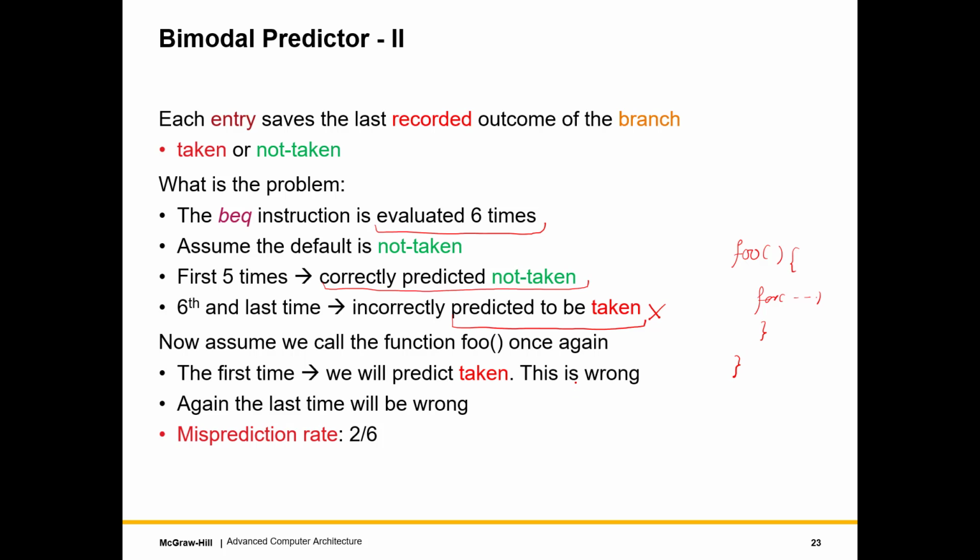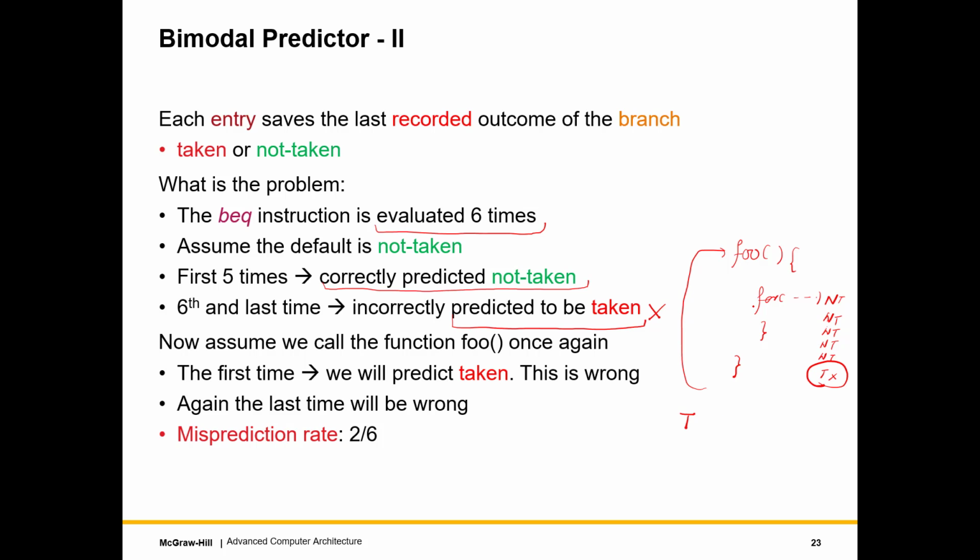So if it contained this loop, what will happen if we keep on calling the function foo is that, so let's say we call it the first time. So the predictions will be not taken 5 times. So let's write that. The last time the branch is taken, so we'll make a mistake. The next time we come to function foo, we will still predict that the branch is taken, right? So the next time that we come, let me write it over here. We will predict that the branch is taken.